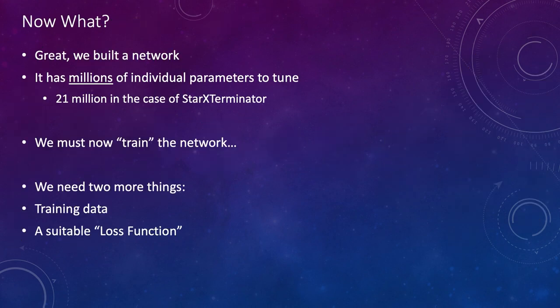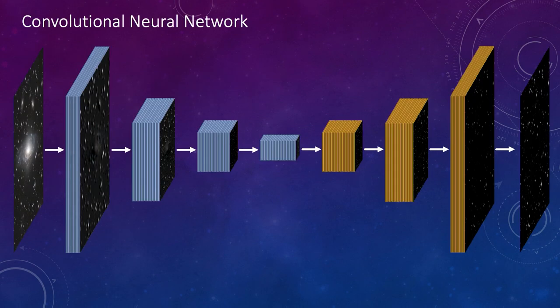All right. So that is, by the way, really what the neural network looks like. And it looks like that for Star Exterminator. It looks like that for Noise Exterminator. It looks like that for StarNet, plus and V2. And it looks like that for Topaz Denoise. They all use the same basic structure because it actually works pretty well.